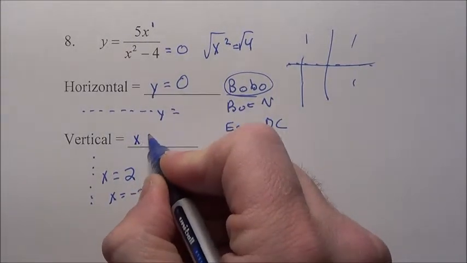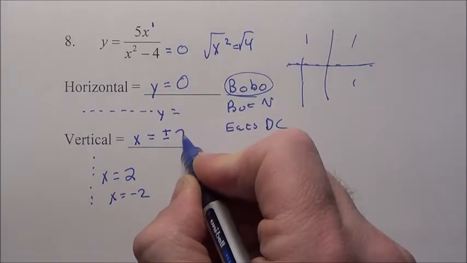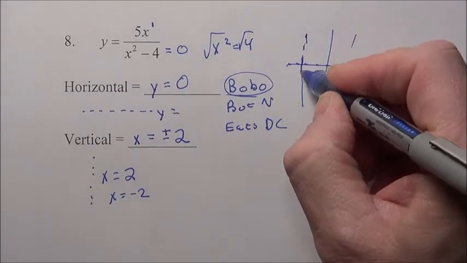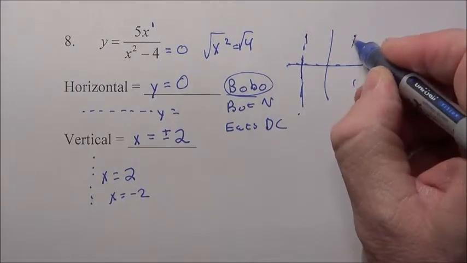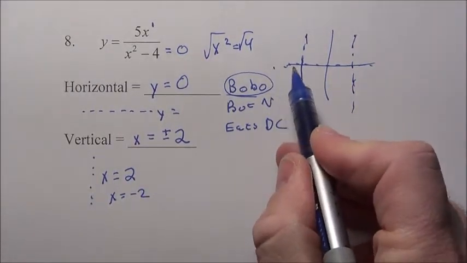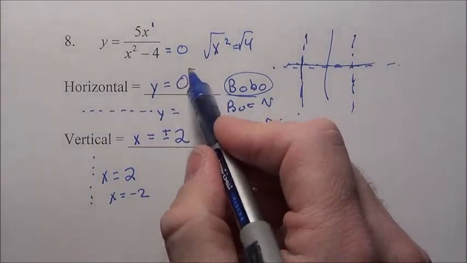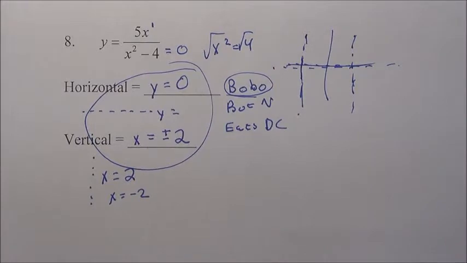So that's where we're going to put, and you can just put this plus or minus 2 here for the vertical. So our graph would have looked like this: an asymptote at negative 2, one at positive 2, and that horizontal coming through at y equals 0. Not worried about that. I'm just worried that you put the answers down right here correctly. There's problem 8.